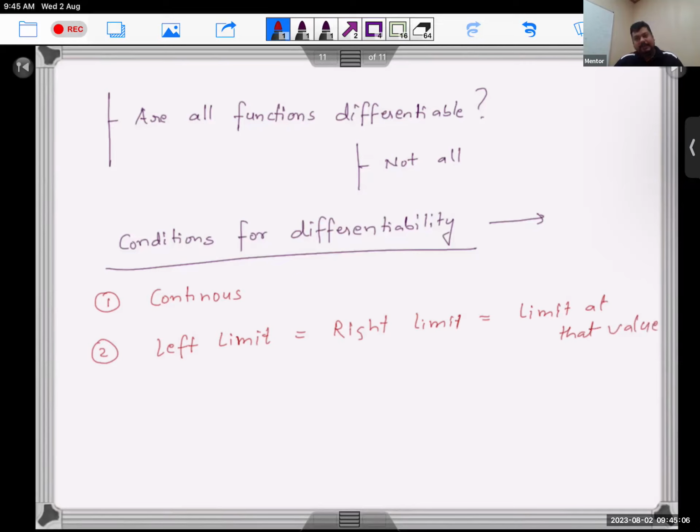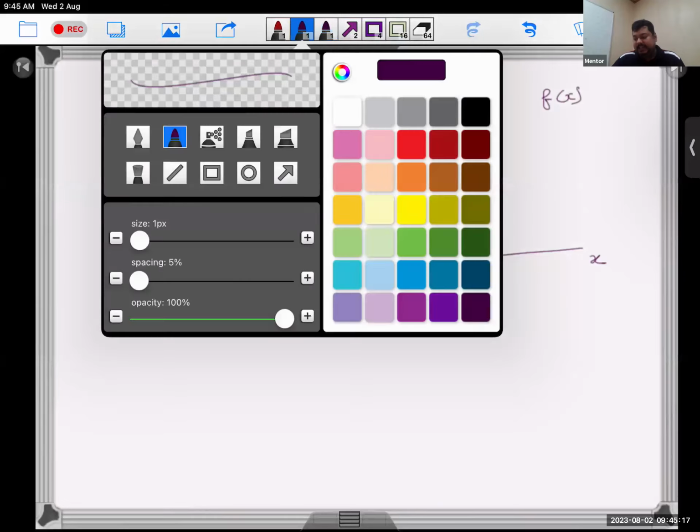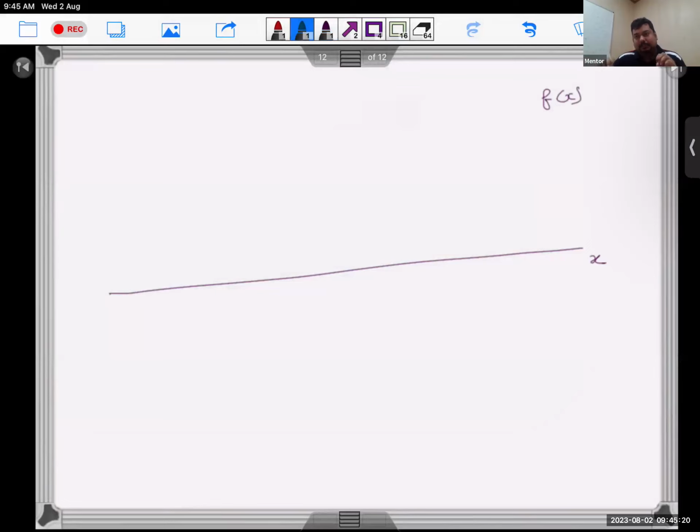I'll tell you in simple words what they imply. You don't have to really read about all these things. If I give you a function, let's say this is x, I'm going to draw a function f(x). Continuity implies that you can make a function without lifting your pen or pencil. Is it a continuous function? Did I lift my pen while drawing it? No, right? It's a continuous function. As simple as that, this is continuity. There is no break.